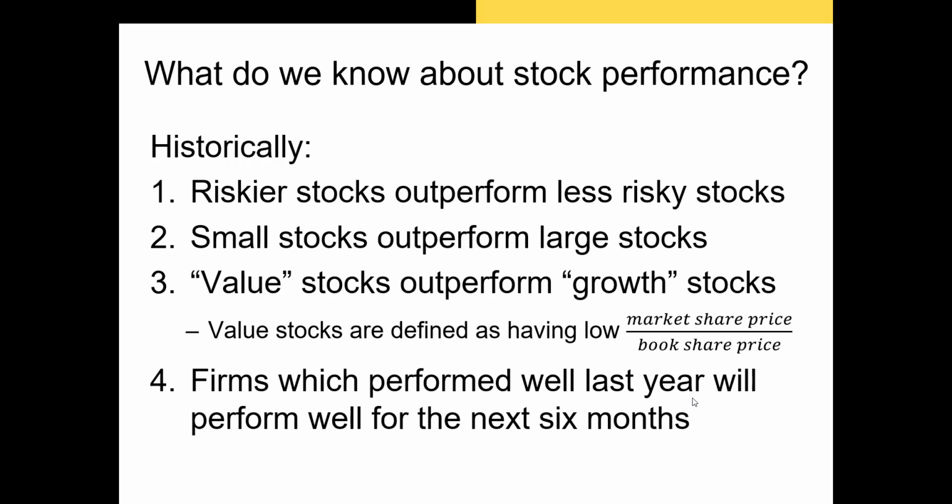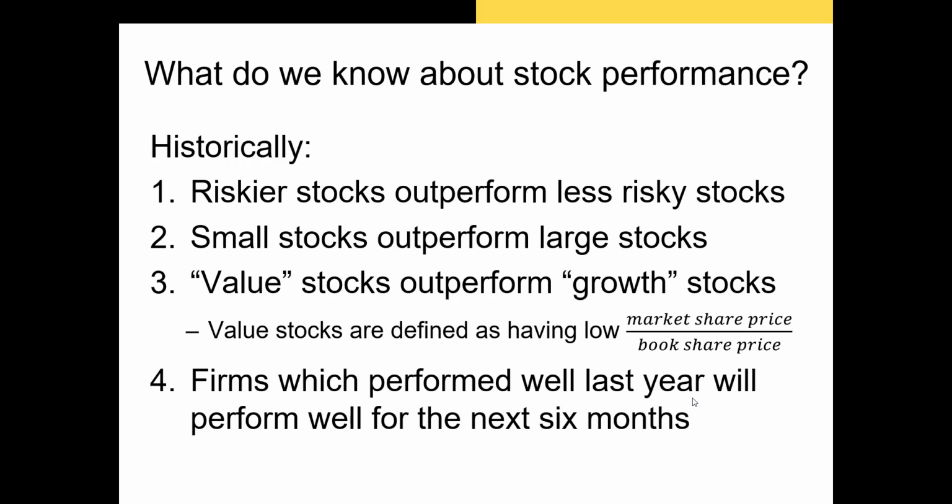The first strategy we have is a strategy of investing in risky stocks rather than less risky stocks. What we know is that risky stocks outperform less risky stocks over the long run. And when I say they outperform, I mean they have higher returns over the long run. It's important to note that the risk we're using here is a special type of risk called market or systematic risk. We also know that small stocks outperform large stocks historically. We measure stock size by the market cap of each stock, so number of shares times the share price.